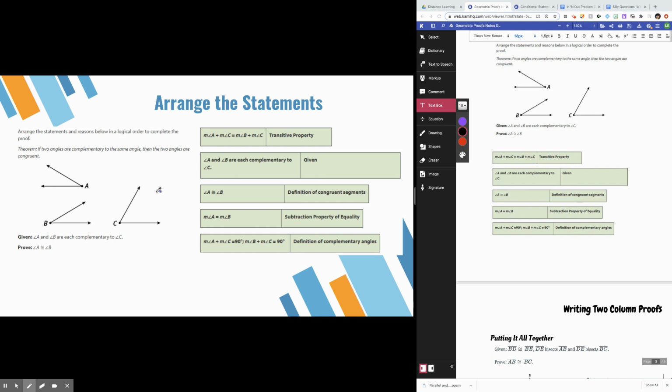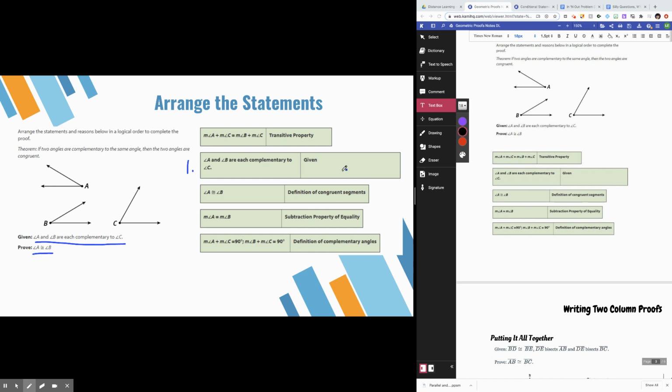Okay, so we have right here on this slide the statements and the reasons, and we just have to put them in a logical order. Okay, so here we are given that A and B are both complementary to C, and we have to prove that A and B are congruent. Okay, so easiest thing to do is start with what's given. So this one has to be step number 1.